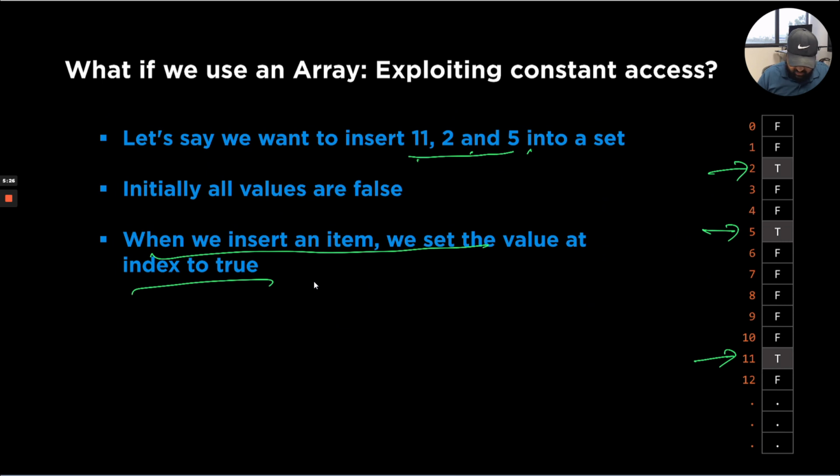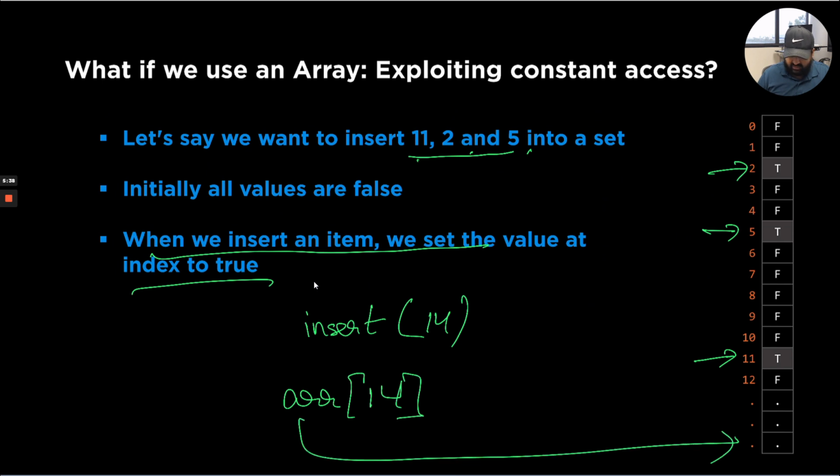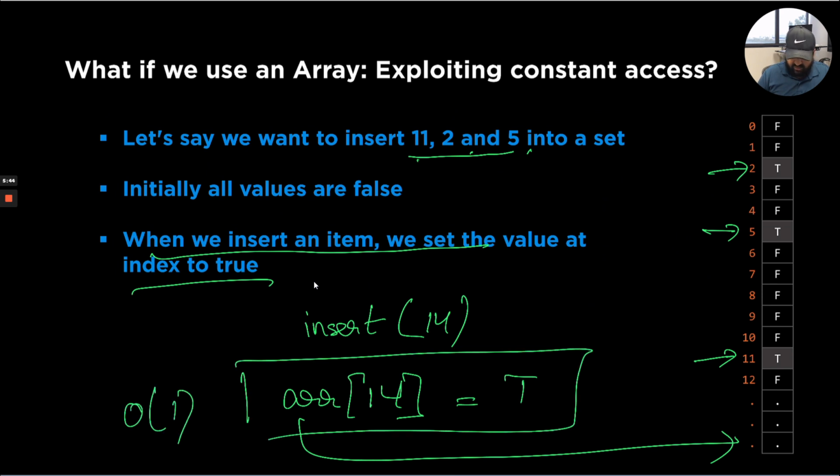So now, if we were to look up or insert a value like 14, we just do ARR of 14, I'm calling this ARR, and we are going to set this to true. So essentially this is just an O(1) operation, because we can access a position in an array in O(1) time, which is constant access.